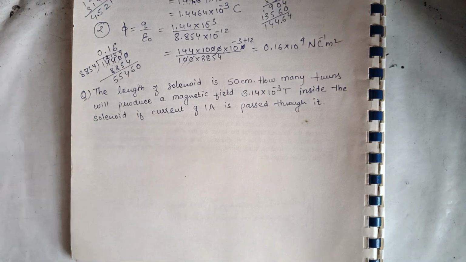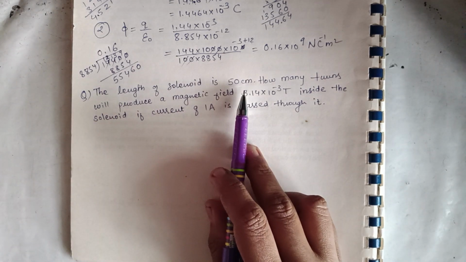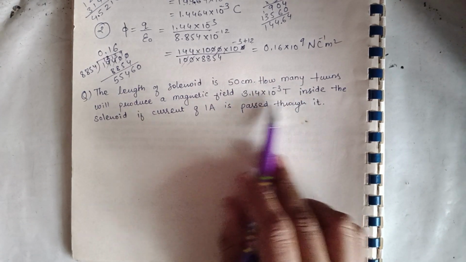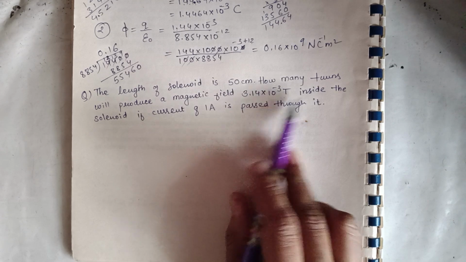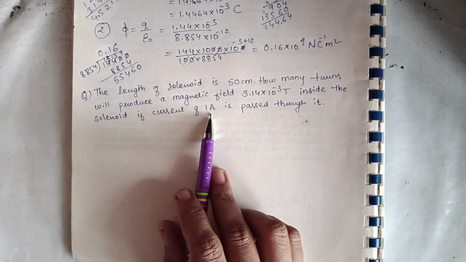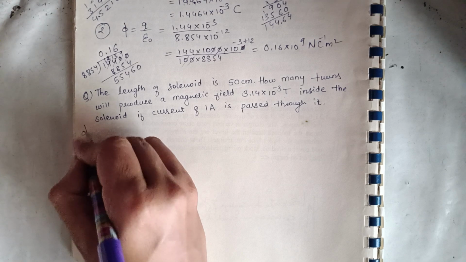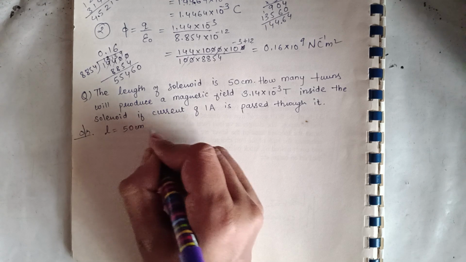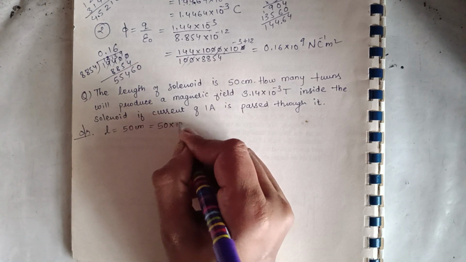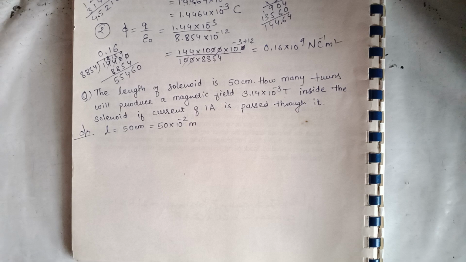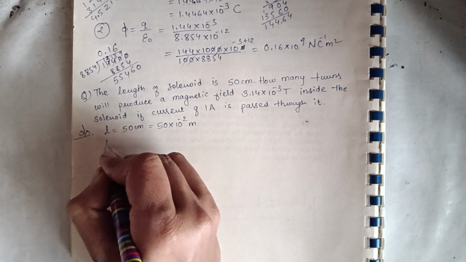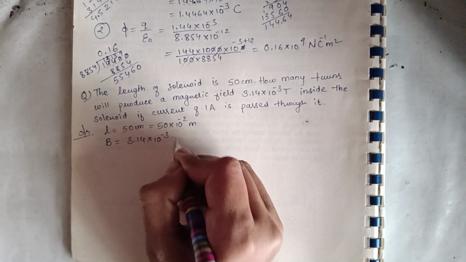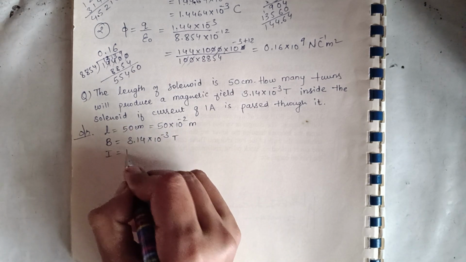Next question. The length of a solenoid is 50 centimeter. How many turns will produce a magnetic field of 3.14 into 10 raised to minus 3 Tesla inside the solenoid if a current of 1 ampere is passed through it? So here the length of the solenoid is given as 50 centimeter. This you have to convert to meters. Magnetic field B is given in Tesla, and current is given as 1 ampere.